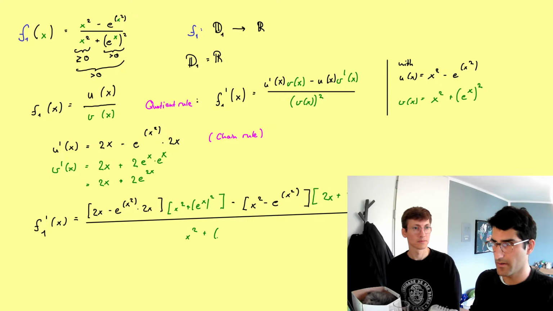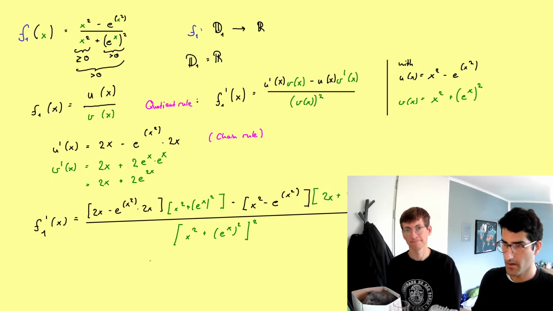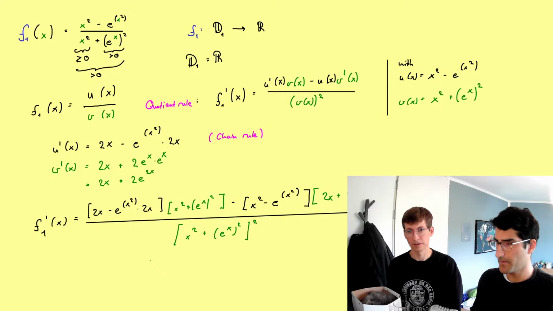So e to the x squared, and this, we need to square it again. Yeah. So that's it. That's very nice.